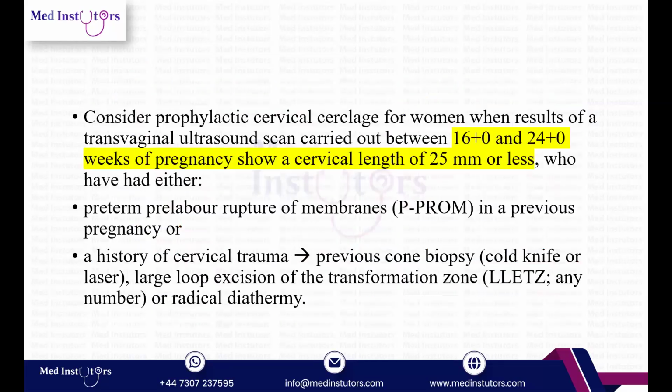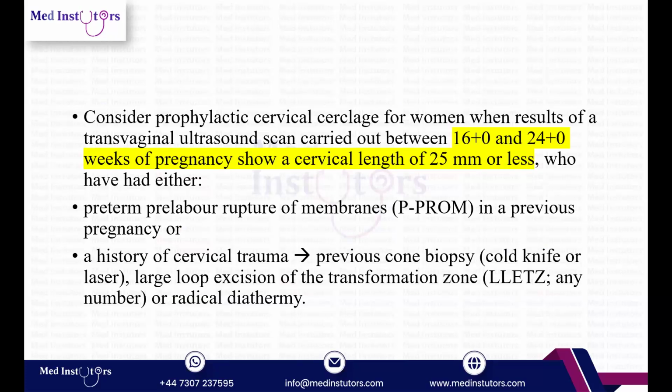Consider prophylactic cervical cerclage for women when results of transvaginal ultrasound carried out between 16 to 24 weeks of pregnancy show a cervical length of less than 25 millimeters or less, who have either preterm prelabor rupture of membrane in a previous pregnancy or a history of cervical trauma. So this question beautifully revises the guideline for you guys, that where you're going to offer her only prophylactic cerclage, where only you're going to offer her vaginal progesterone, and where you're offering her an option.